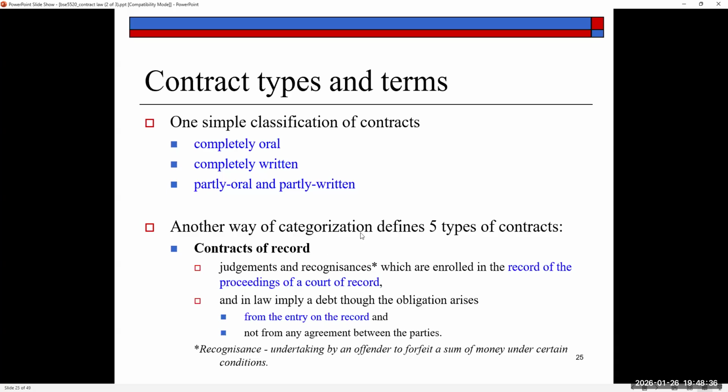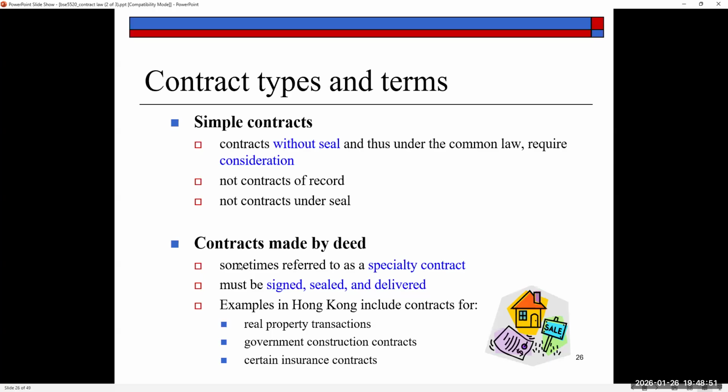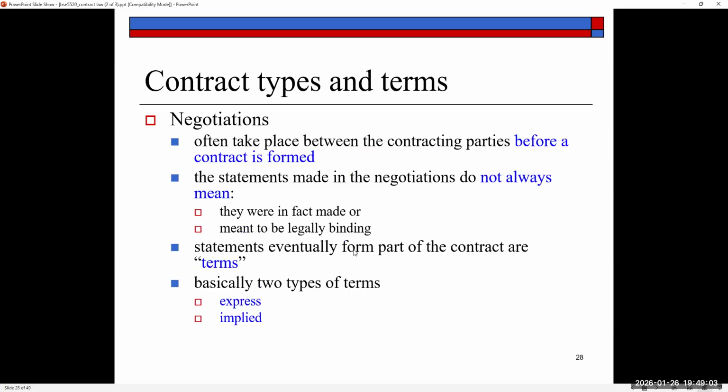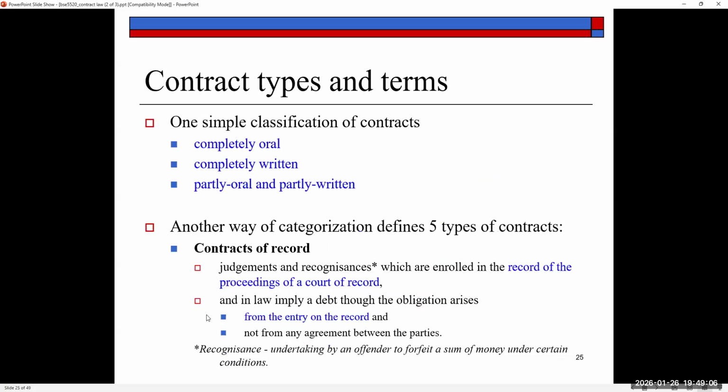And then another way of classifying contracts is by defining them into 5 different types of contract. So let's take a quick look. The first type, contracts of record. Second, simple contracts. Third, contracts by deed. Number 4, unilateral contracts. In fact, you have heard about this last time, right? And the final one, collateral contracts. Okay, what are they? One by one.